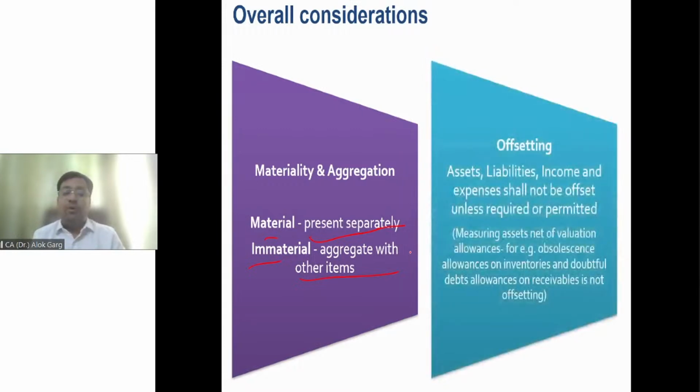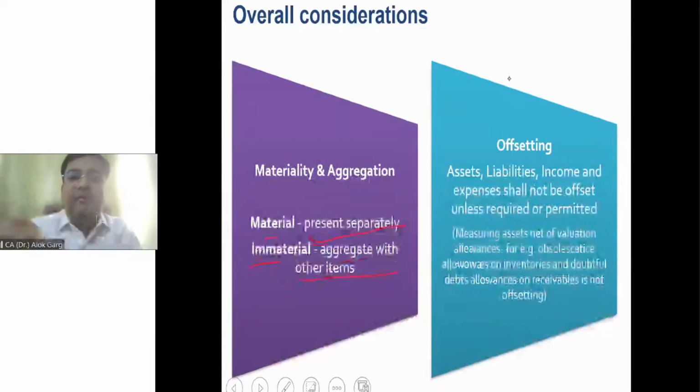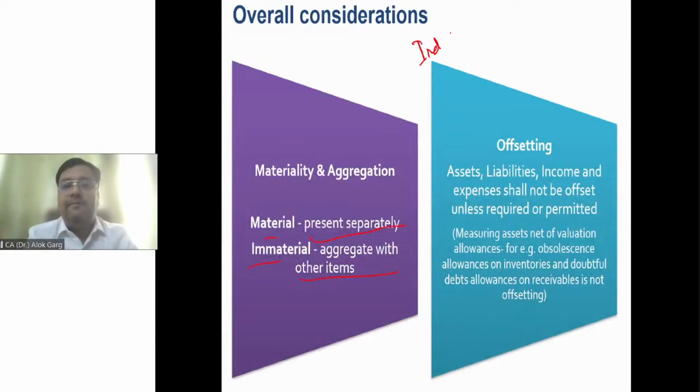Offsetting, as I have told you: deferred tax asset, deferred tax liability, income tax liability, advance tax and TDS. Assets, liabilities, income and expenses shall not be offset unless required or permitted by the standard. What does that mean? For example, Ind AS 115. When you read Ind AS 115, it says that. Ind AS 115 is a standard which talks about revenue accounting.